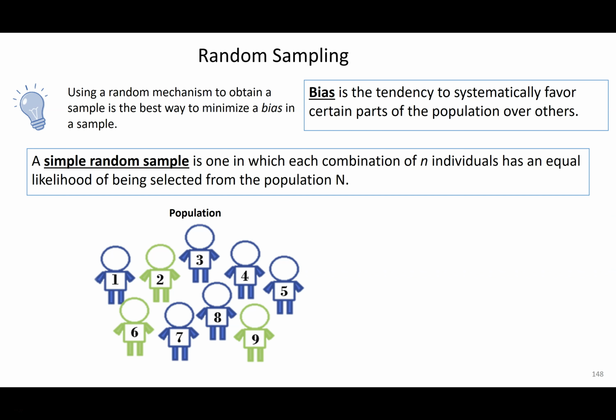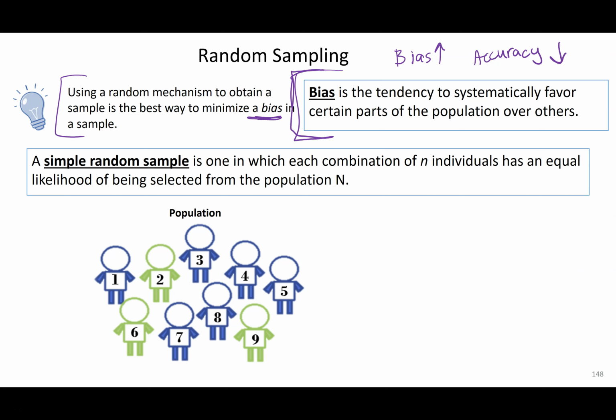So in order to get the best, most representative sample we can, we need to employ some sort of random mechanism. There's more than one way we can do this, but the idea is we do want to minimize bias in a sample. So bias, you can think of as: as bias goes up, accuracy goes down, and vice versa. As bias goes down, your accuracy goes up. So it's the tendency to systematically favor or disfavor certain parts of the population over others.